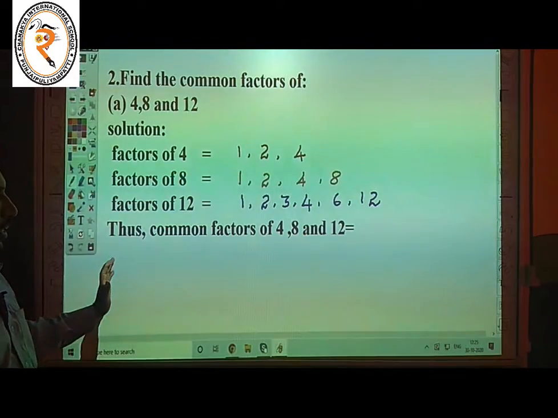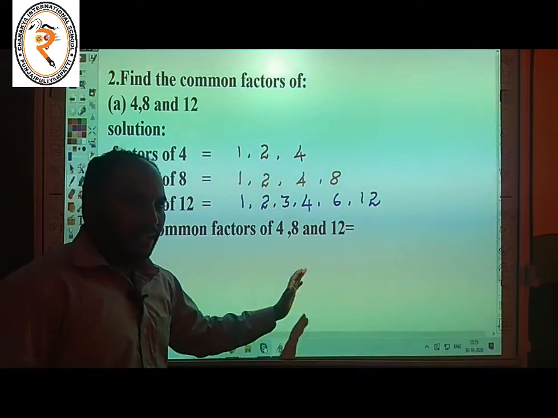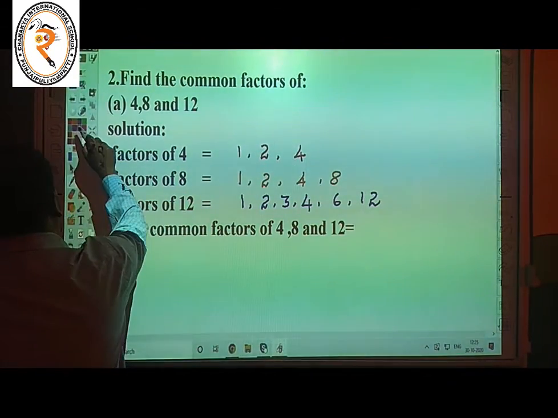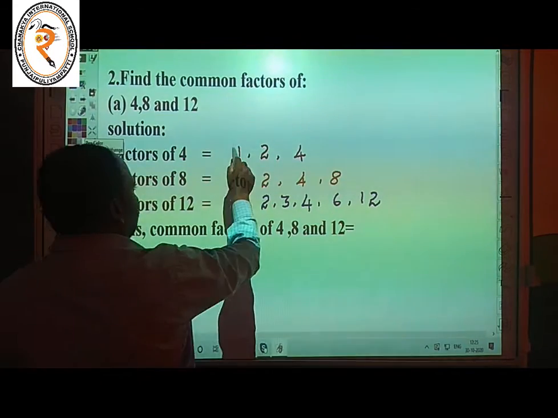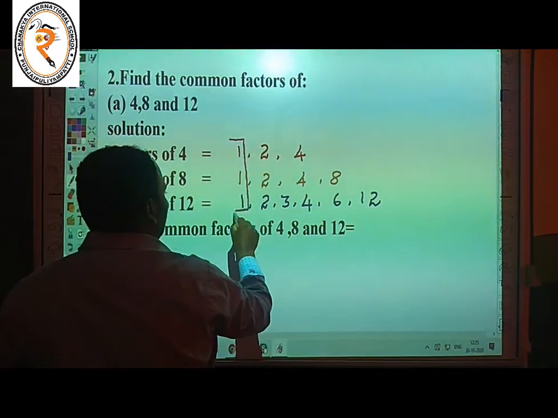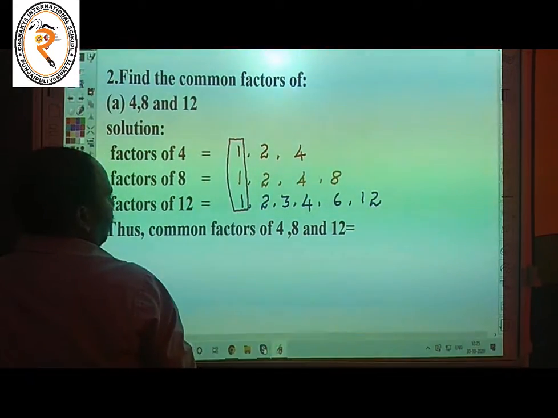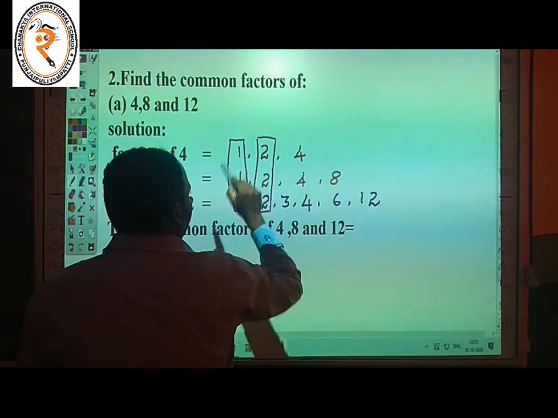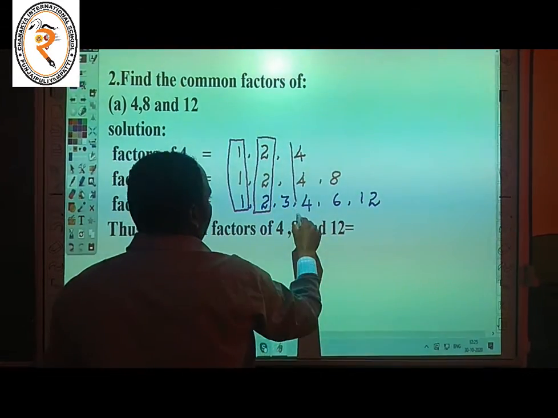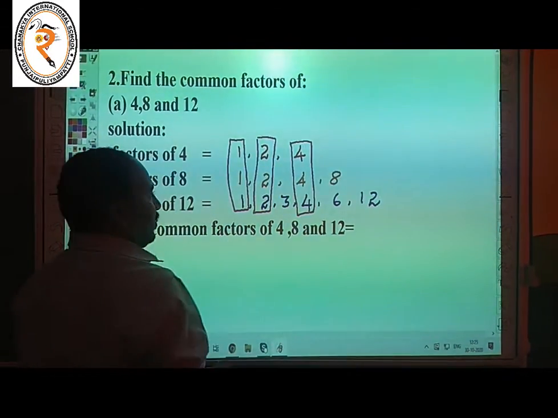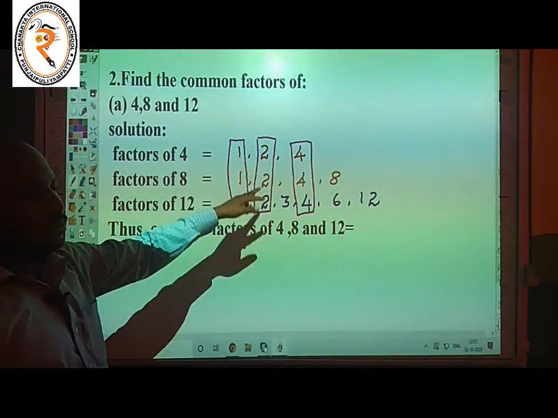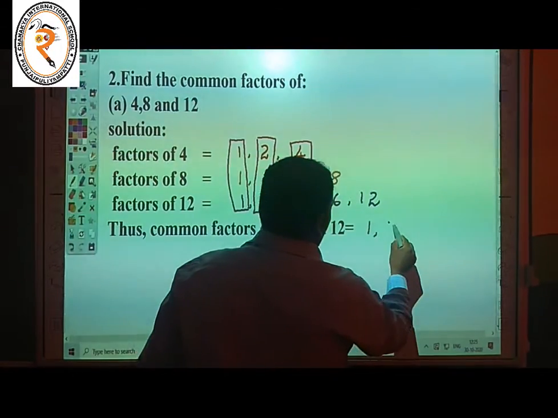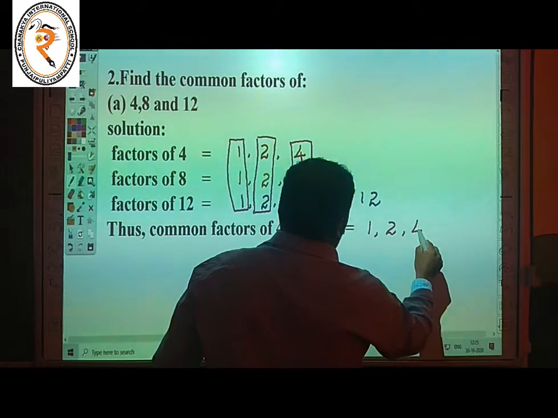Finally, we find the common factors of 4, 8 and 12. Listen here, the common factor is 1 and the next one 2 with 4. So common factors are 1, 2, 4.